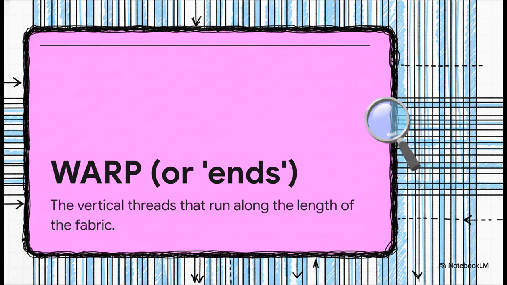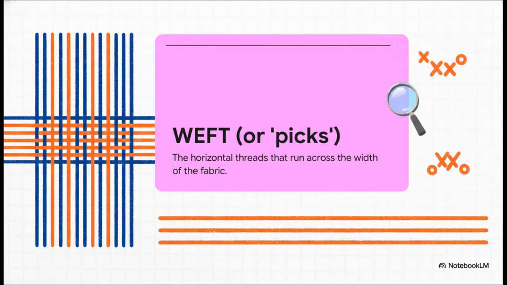So those vertical threads, the ones running up and down, they have a special name. They're called the warp. You can think of them as the backbone of the fabric, running along its entire length. In the textile world, they're also known as ends. And what about the horizontal threads, the ones that weave across the warp? Well, those are called the weft. They go from one side to the other, and you might also hear them called picks. So it's warp and weft, or ends and picks, all woven together.